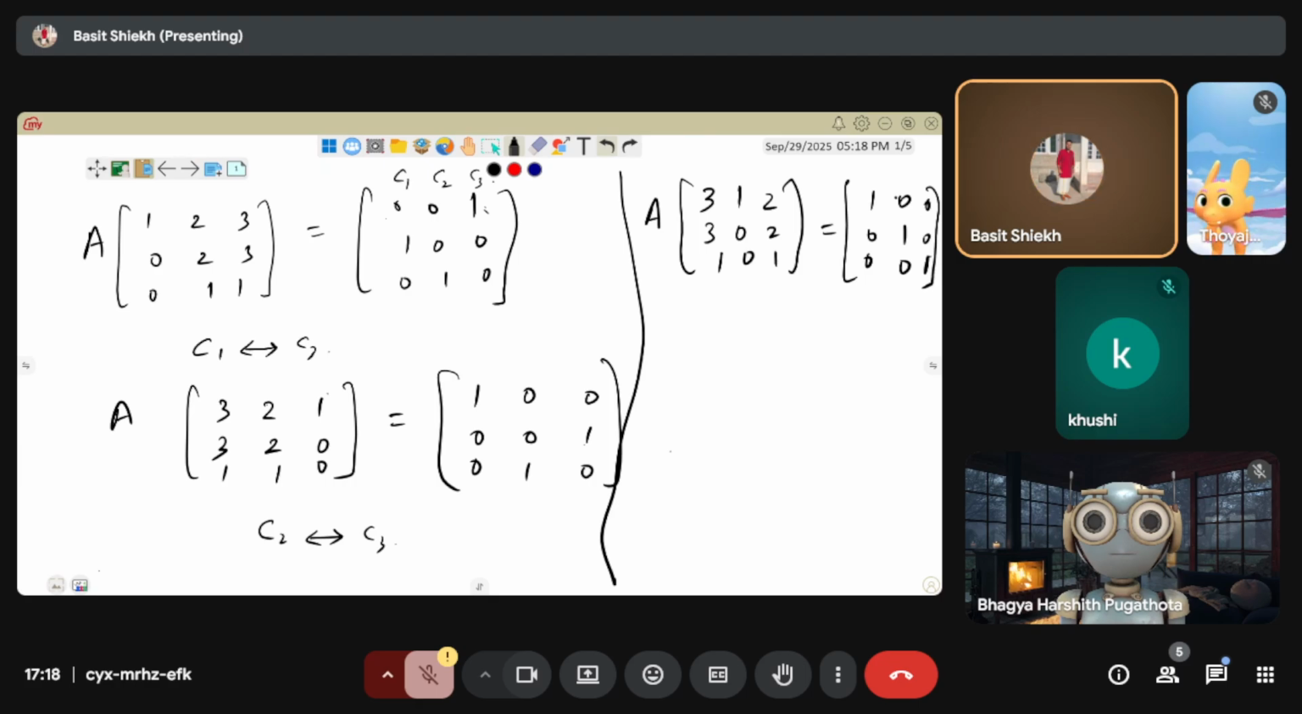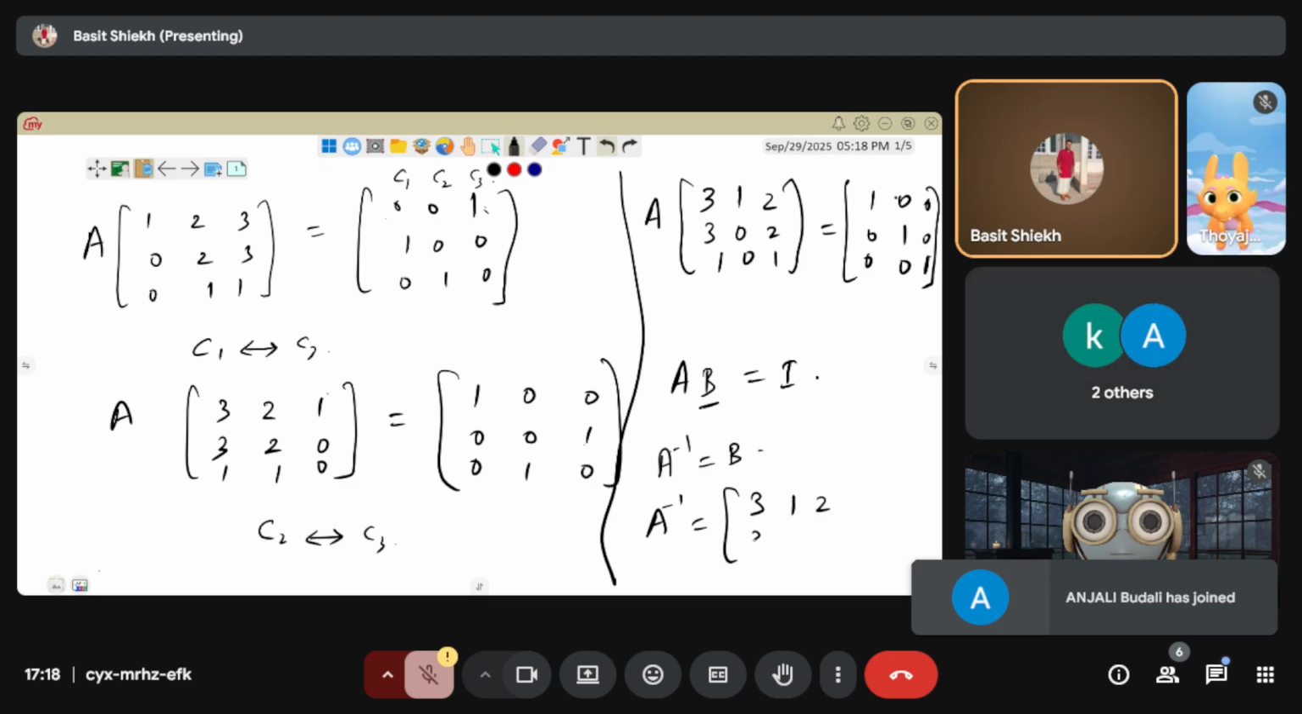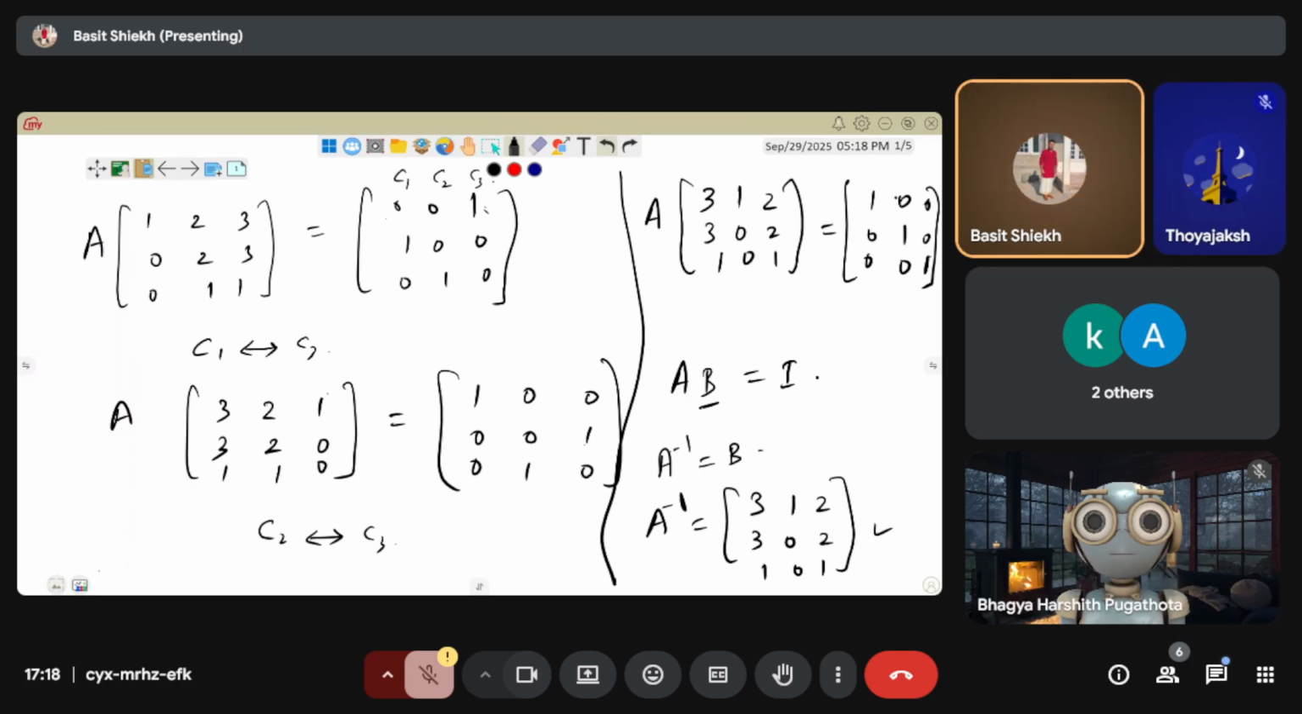Okay. So we got A into B equals I. That means this B is A inverse. A inverse equals B. So A inverse equals [3, 1, 2; 3, 0, 2; 1, 0]. It's very simple and easy now.